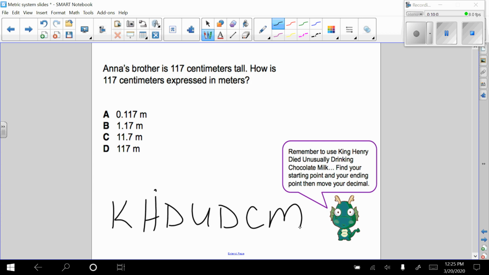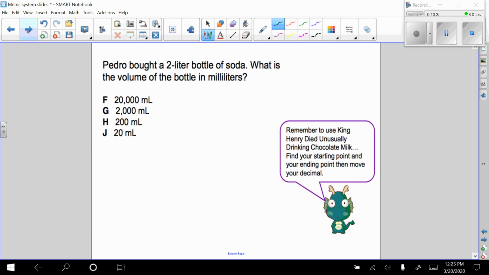Where am I starting? I'm starting at the centimeters, and I want to go to meters. He's 117 centimeters tall. If I wanted to put that in meters, starting here at centimeters, remember meters is in the middle. That's the main part. We're going 1, 2 spots. That means I'm going to take that decimal point and move it 2 spots to the left, finding out that's 1.17 meters.